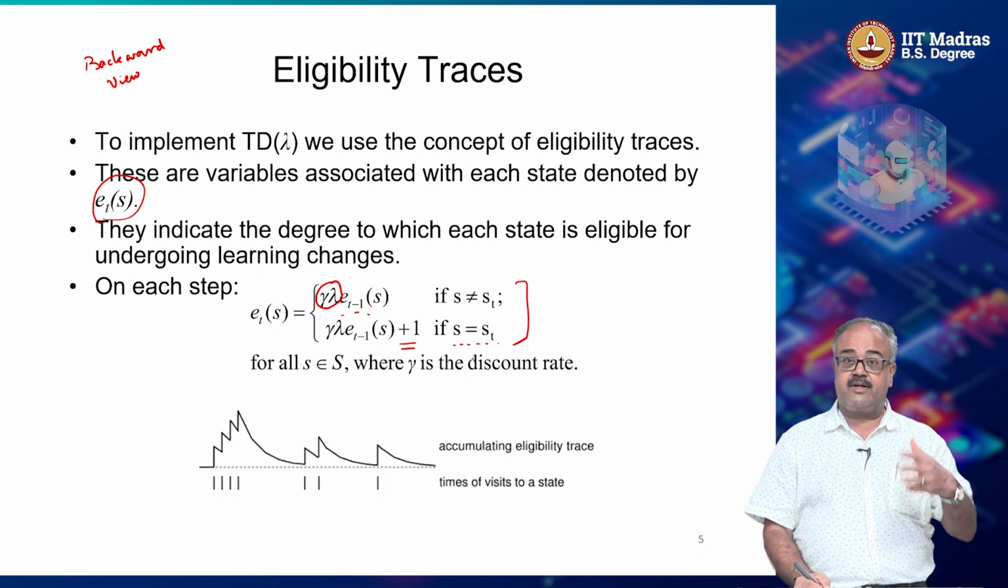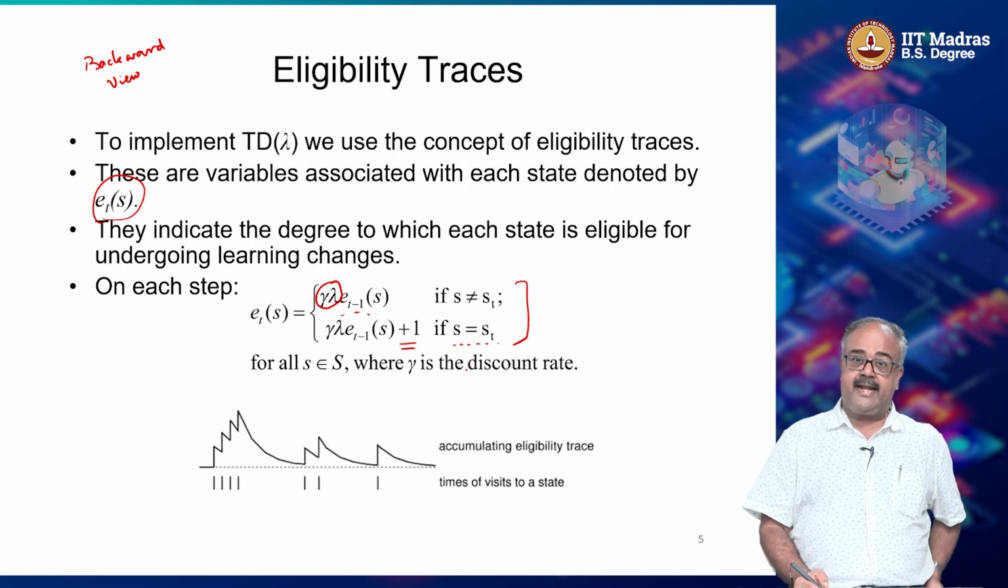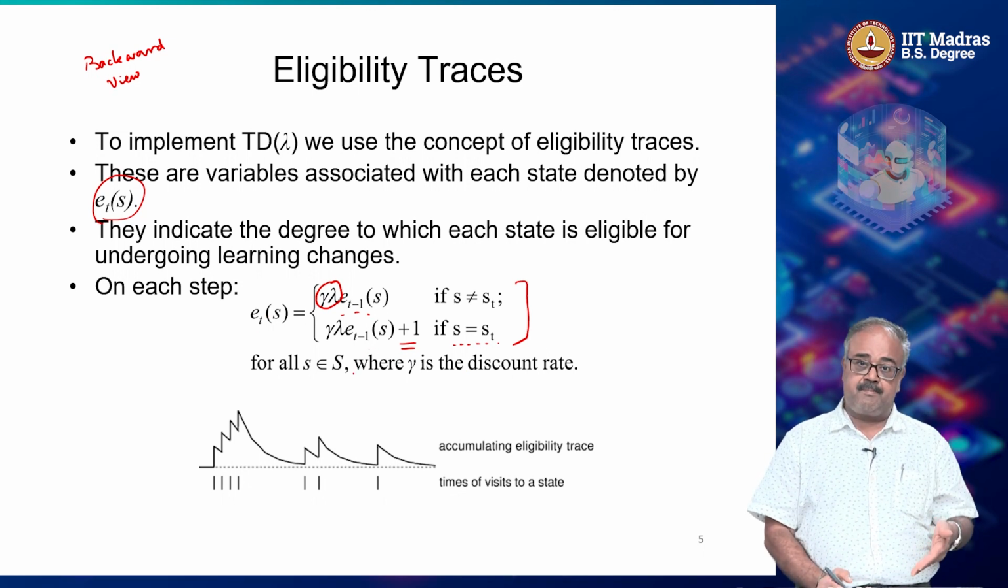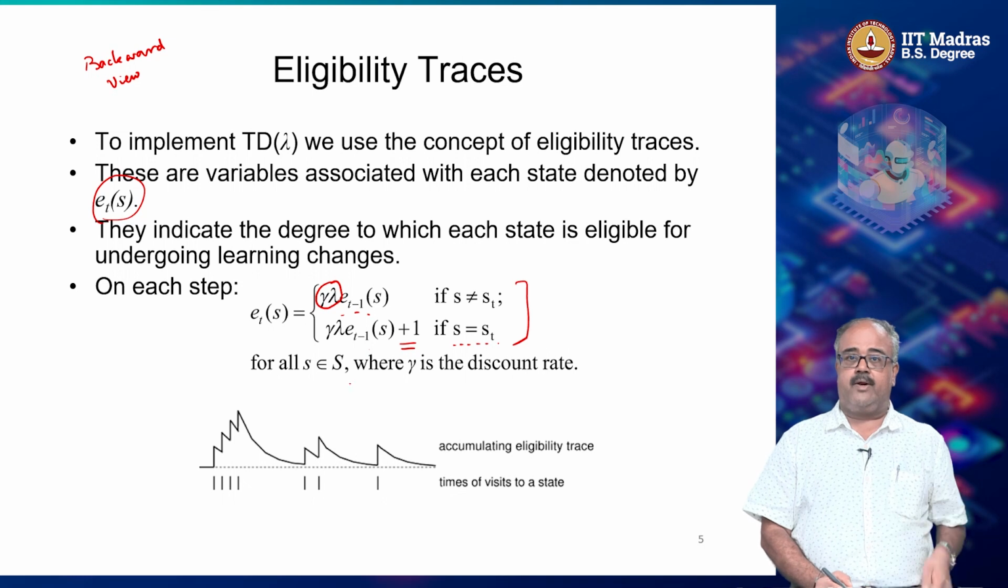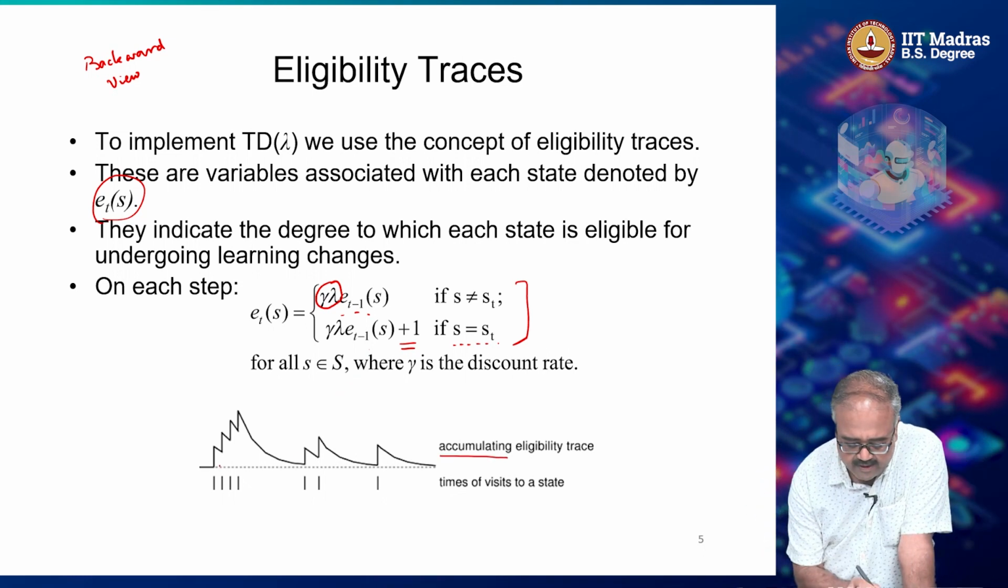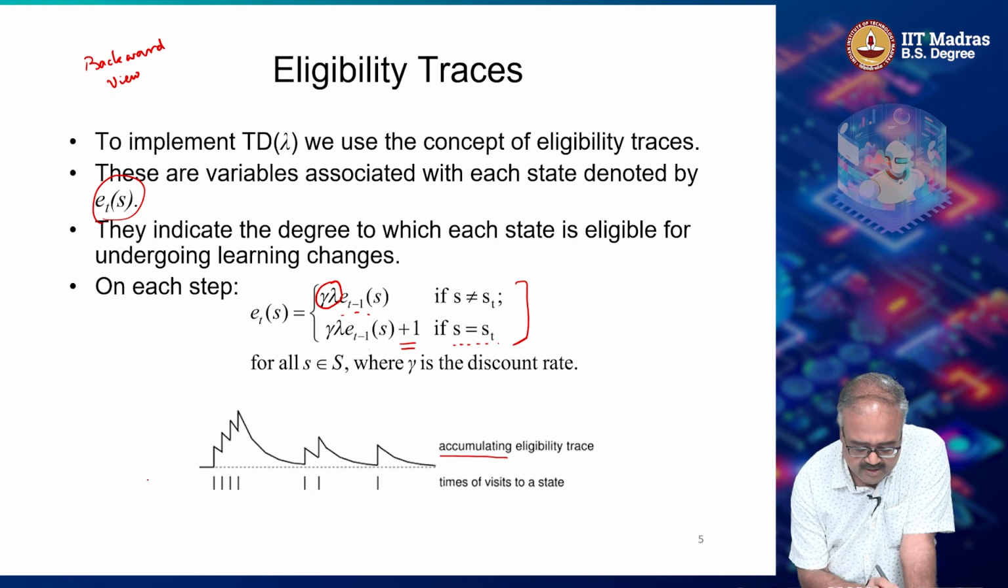If s equals st, what does it mean? If at time t the state s actually occurred, then the eligibility of s is also decayed from the previous time step, but you also add a 1 to it. These are called accumulating eligibility traces, so this is the eligibility trace for some one state s.